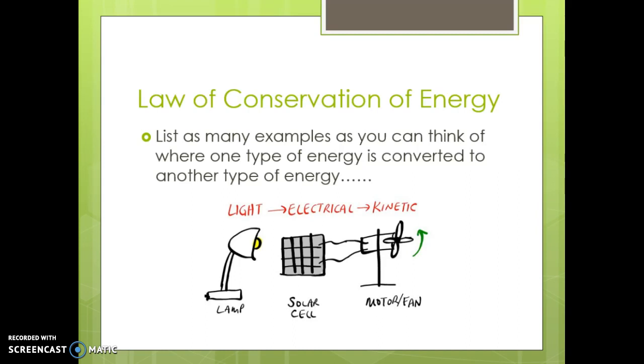So what we want you to do today is list as many examples as you can think of where one type of energy is converted to another type of energy. So for example, here we've got light energy is projected onto a solar cell, which is converted to electrical energy, and that electricity is then used to turn a fan, which is a form of kinetic or mechanical energy. So see if you can jot down a few more examples of types of energy that are converted to another type of energy.